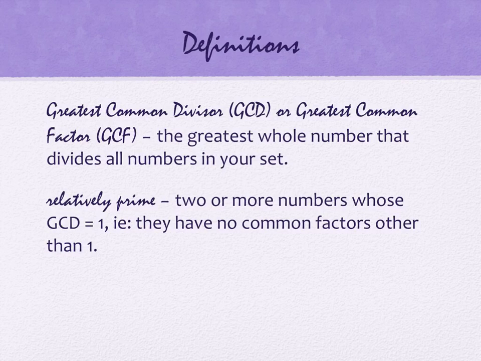Now this next phrase is a phrase we've seen before, but we haven't seen it with this name. We've seen the property before. We didn't give it this name before. Relatively prime. Relatively prime is two or more numbers whose greatest common divisor is 1. It means they have no factors in common other than 1.